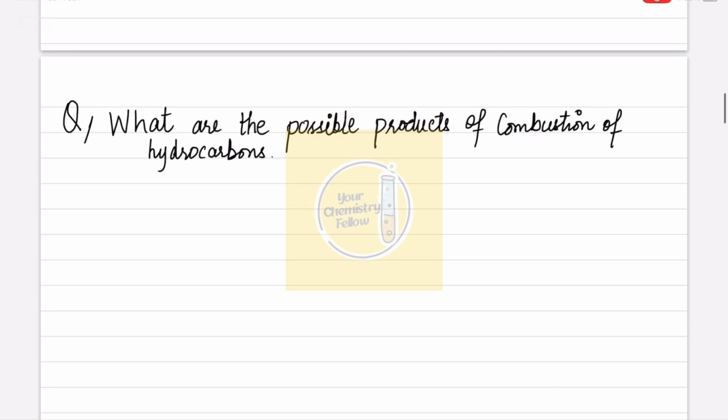Now, this is a question which may often come in exams. What are the possible products of combustion of hydrocarbons? Now pause the video and think of the different possibilities for the products of combustion of hydrocarbons. It is obvious that hydrocarbons are burned, so the product will be carbon monoxide if combustion is taking place in a limited supply of air. If it is taking place in an excess supply of air, it will be carbon dioxide.